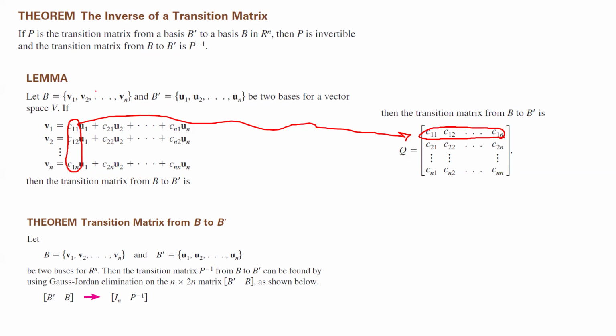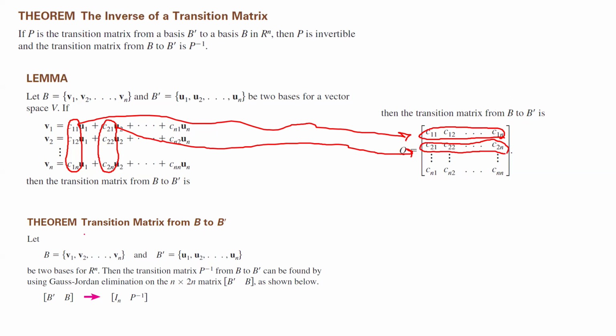So again, from B to B prime, you're going to take the vectors of B and write them as scalar multiplications and then linear combinations of vectors in B prime. And then you're going to take all the coefficients that you found for u1 and form the very first row. You're going to take all the coefficients that you found for u2 and form the second row. And continue this process. This is going to be your transition matrix from B to B prime.